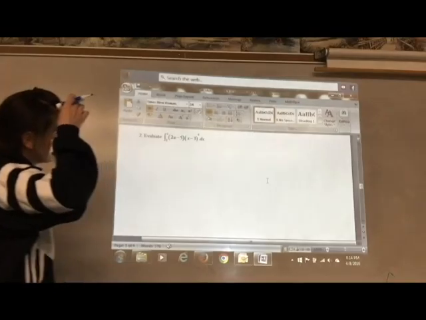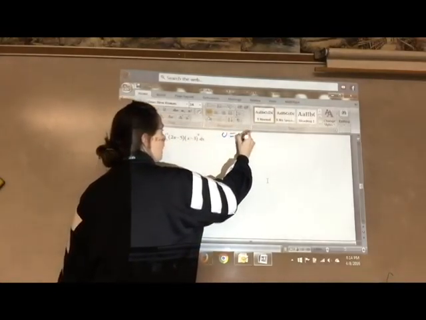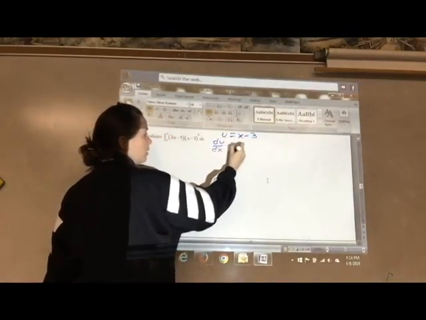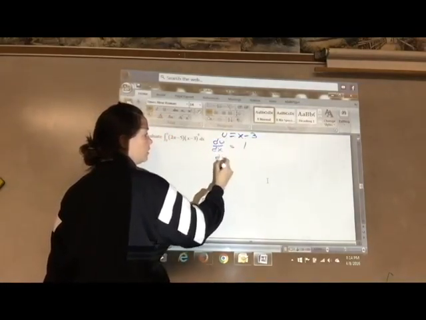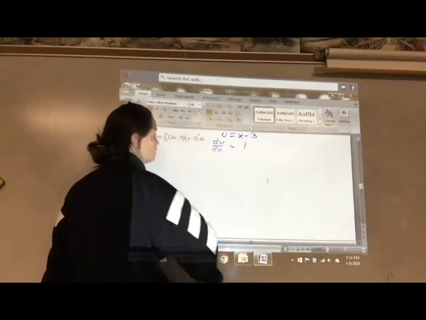So let's go through. My u sub that I chose was u equals x minus 3. du dx would then be 1, and du is equal to dx. Oops, du is equal to dx.